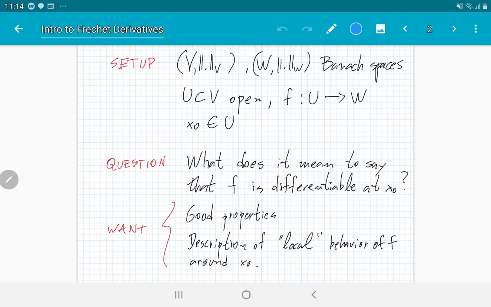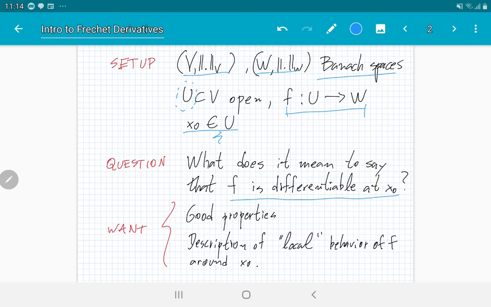Okay, just to make sure we all know where we are, we're always going to assume that V and W are Banach spaces with their respective norms. The domain of the function f is going to be an open set, and I'm going to try to clarify why that is later. And so we have this function from an open subset U of V to W, and we have a point in U, in the domain, and we want to make sense of this phrase, right? So f is differentiable at x naught.